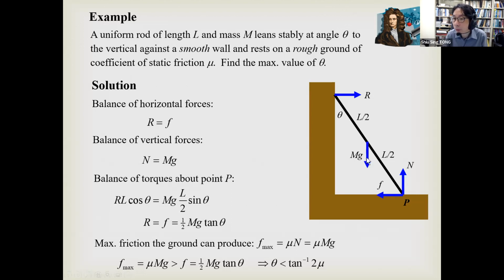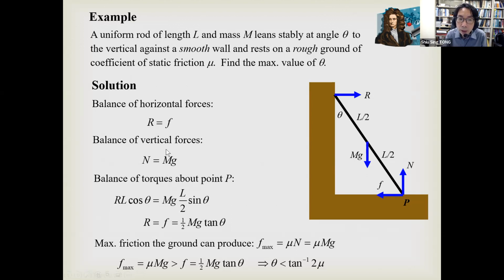And what are the vertical forces? In this diagram, very clearly, you can see that the normal force N from the ground must be balanced by the weight of the object. The two forces must balance each other. There are no other vertical forces. So N is equal to mg.